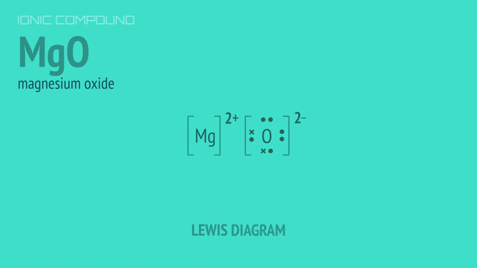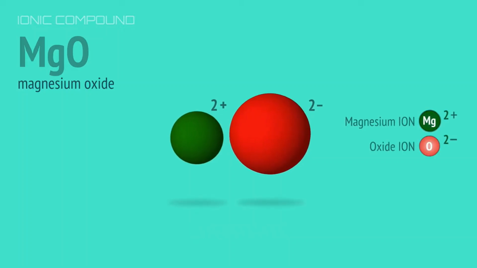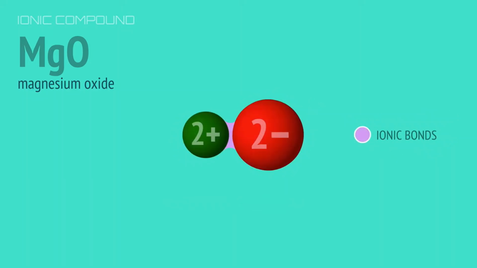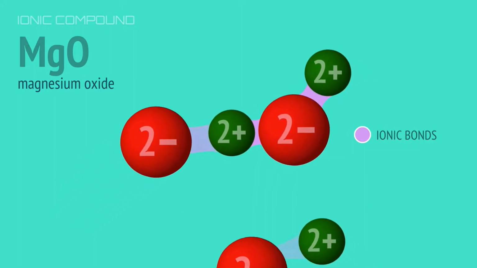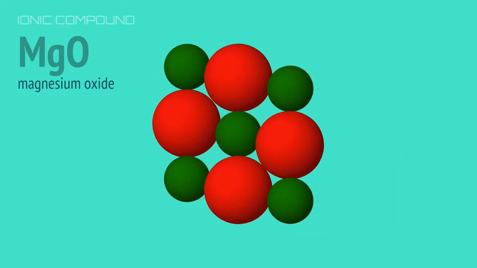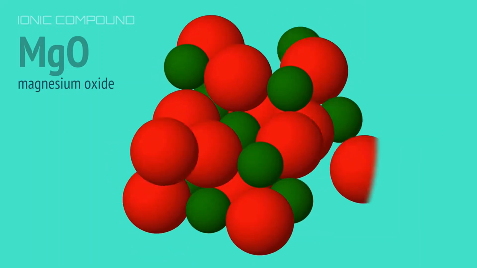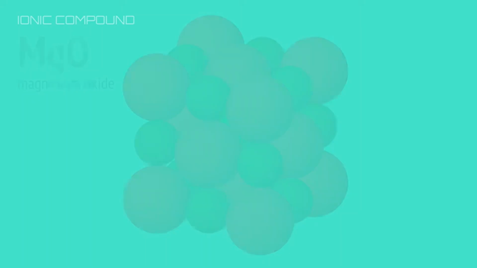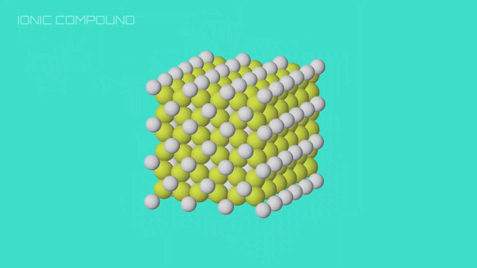And here's the Lewis dot diagram showing how the valence electrons are involved in the bonding. The ionic bond between these ions is extremely strong due to the larger charges on the cation and anion, and these ions attract and bond with other ions to form an extremely strong lattice with a 1:1 ratio of magnesium ions to oxide ions. But ionic compounds also exist in other ratios.